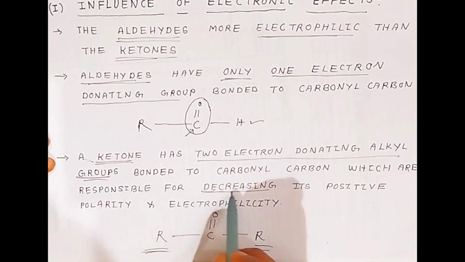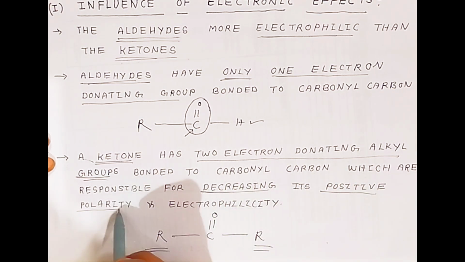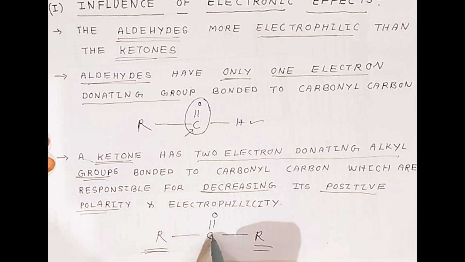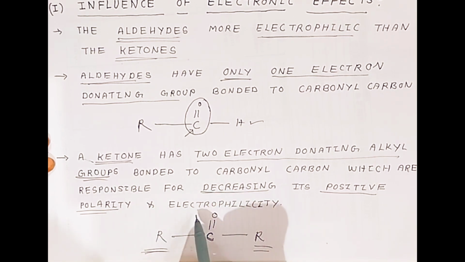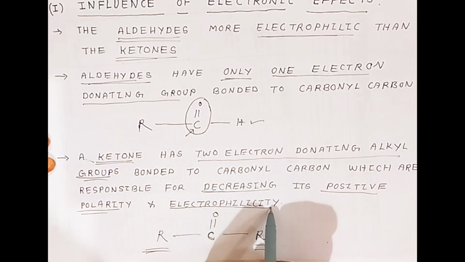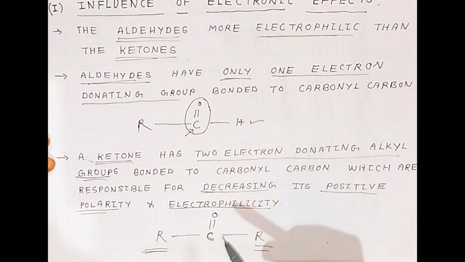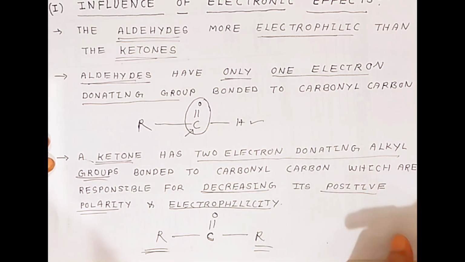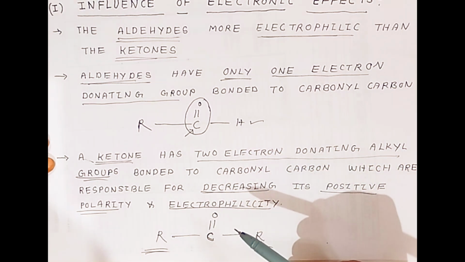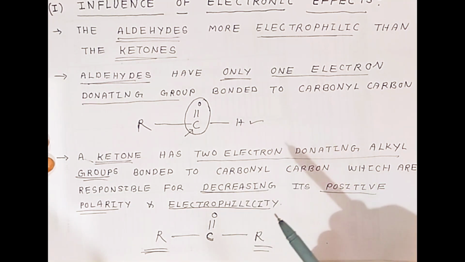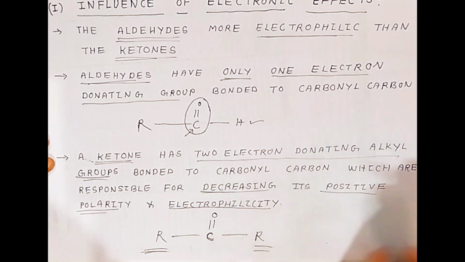Because of these, there is a decrease of positive polarity. The polarity of this carbon will decrease, and because the polarity decreases, the electrophilicity will also decrease. Mind well, students, this is why ketones are less electrophilic than aldehydes. This is the reason you have to show. Understanding, students? These are very important reasons I have explained, the influence of the electronic effect.